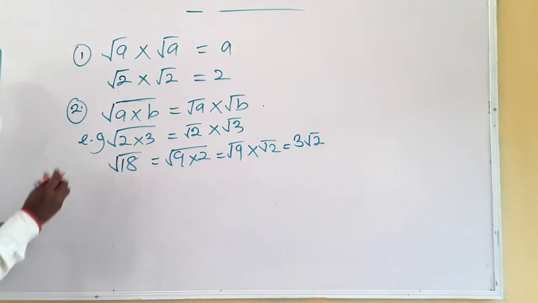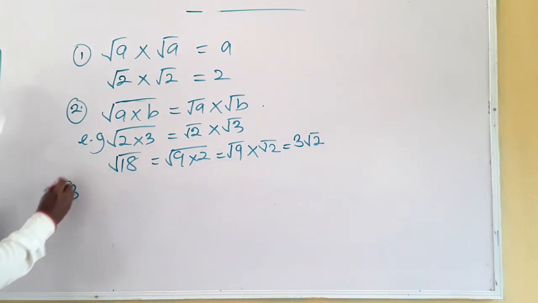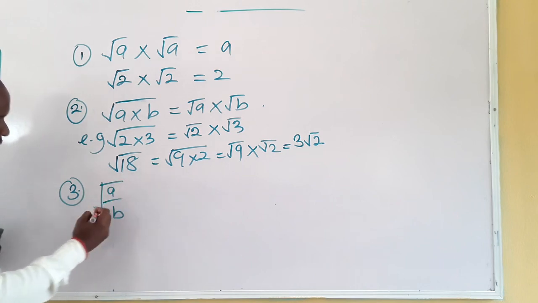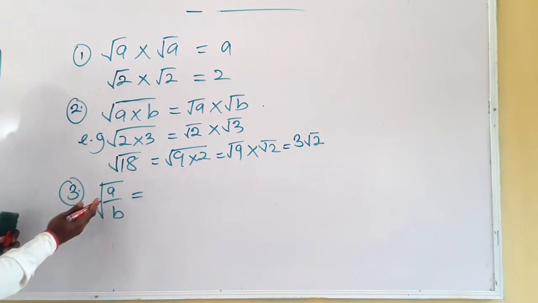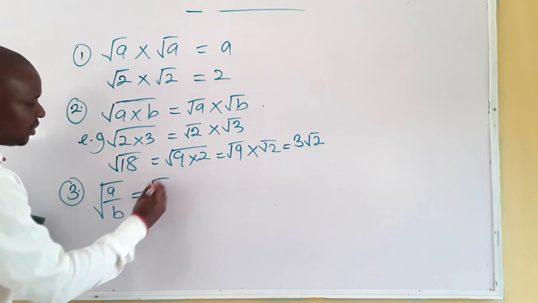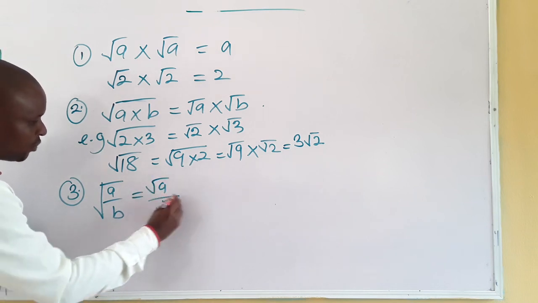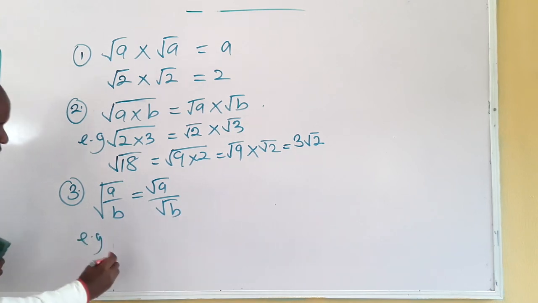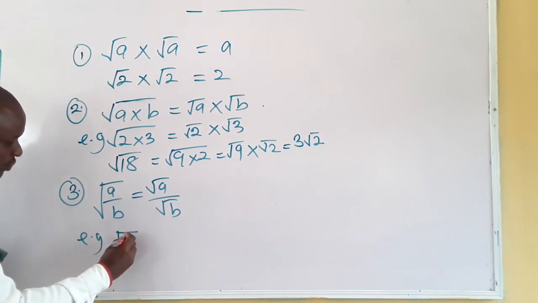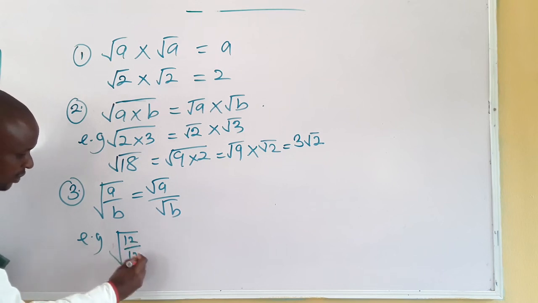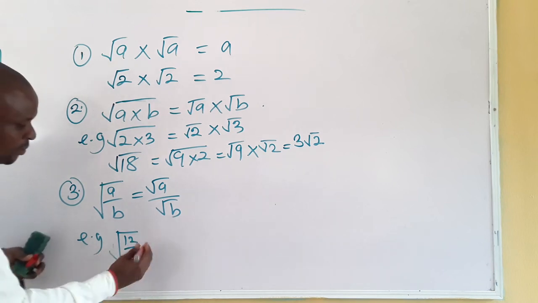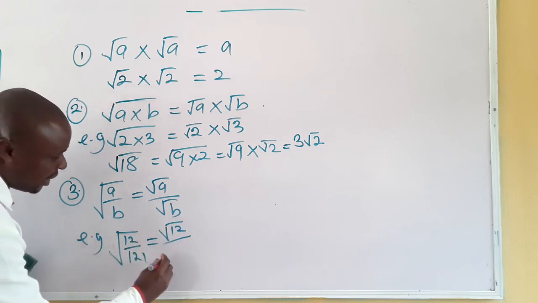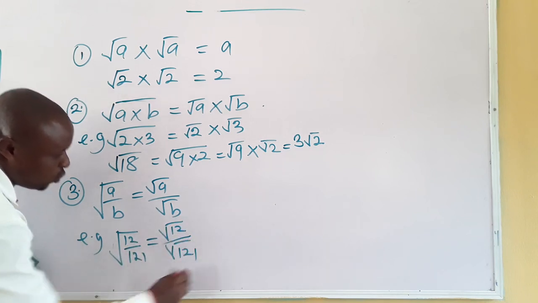Now, the third rule is this. If you have the root of a divided by b, this is also equivalent to saying root a divided by root b. An example will be, if you have, for instance, root of 12 over 121. Now, this can be simplified as separate root of 12 divided by separate root of 121.